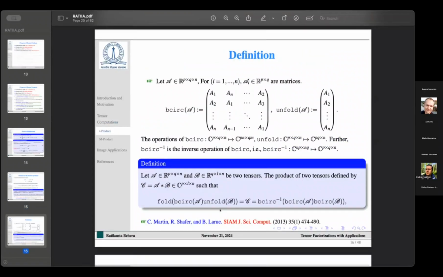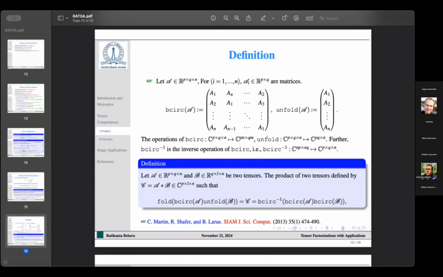Okay. Now come to the T product. Before coming to the T product, let us consider, suppose A is a tensor of third order, with frontal slices A_n for n equal to 1 to n, where each A_i is a matrix. Because a third order tensor we can cut into different slices. So here we consider the frontal slices. The frontal slices give bcirc of A in this way, and unfold of A is basically this.